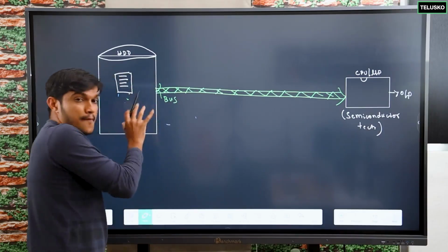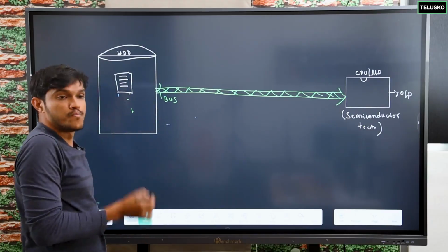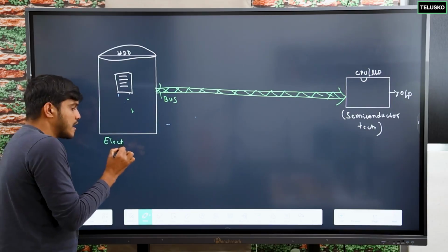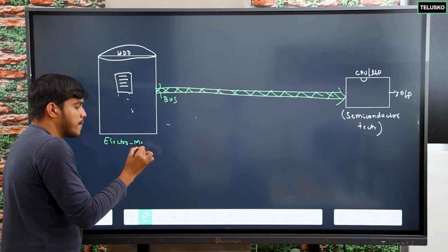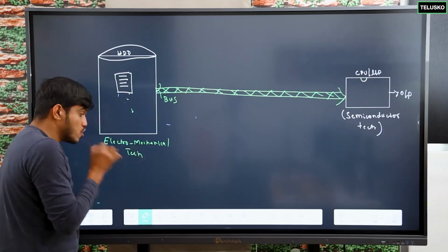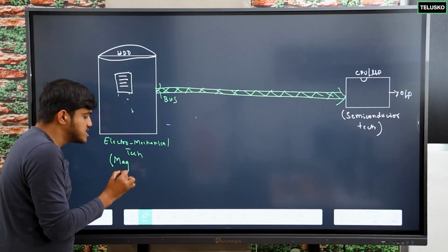This hard disk by nature, compared to the processor, is very slow because it is of one technology called electromechanical technology. Also, to manufacture this hard disk, somewhere magnetic technology is involved.